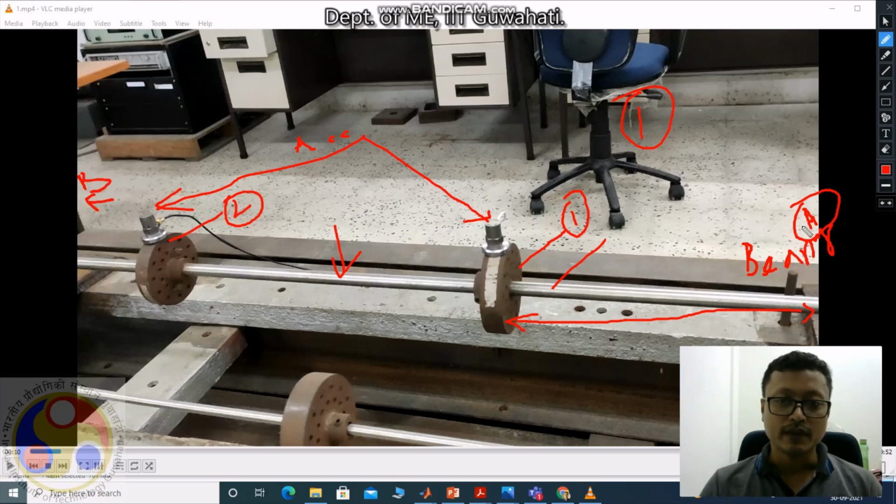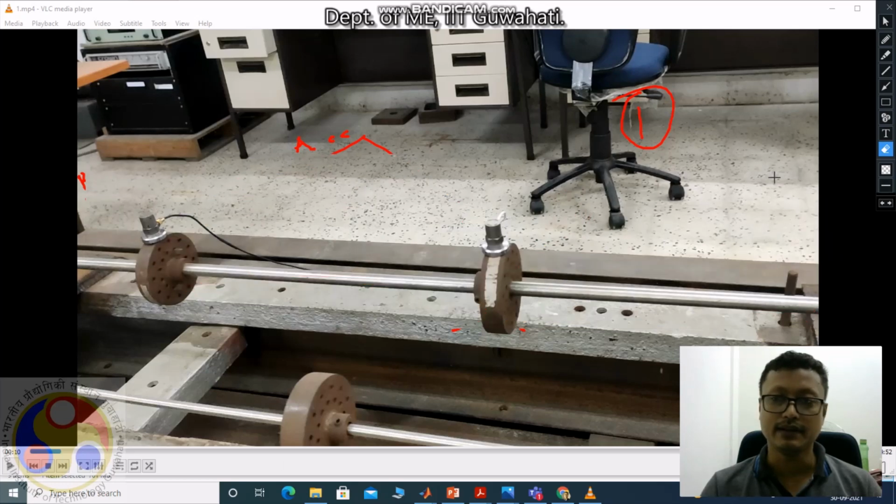In the first condition, the distances should be equal: from the bearing to the first load, and from here to the second load. Then you connect your accelerometer and strike an impact here with a hammer or impulse hammer. We are using a wooden stick in this experiment. If you hit there, you will get the natural frequency of this system. Okay, let's play the video again. One minute, let me erase it all.